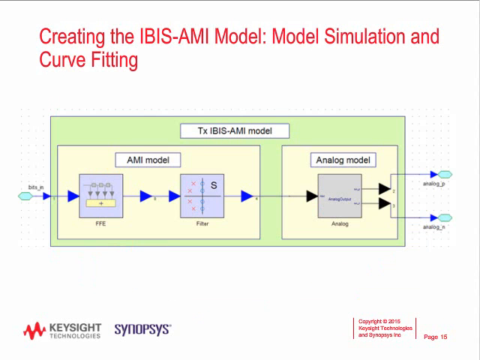This is an illustration of the transmitter model containing the FFE and the bandwidth non-ideality. The FFE parameters are defined by the architecture, and the bandwidth non-ideality is modeled as a low-pass S-domain filter, and the pole of the filter is derived from the circuit simulation and curve fitting steps I described earlier. The analog model parameters at the output of the transmitter are applied after the AMI model, and these parameters could include parasitics, termination, and even load impedance elements such as coils.